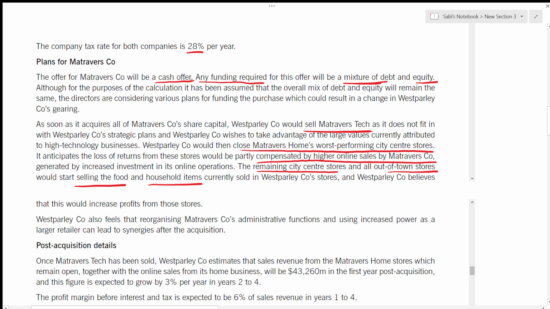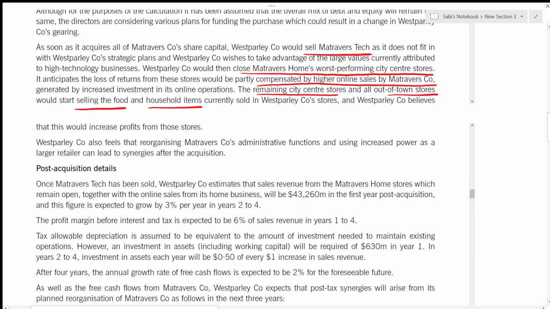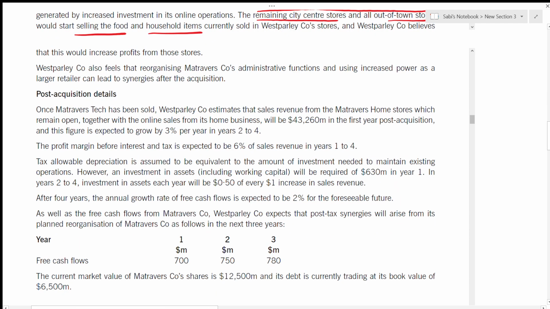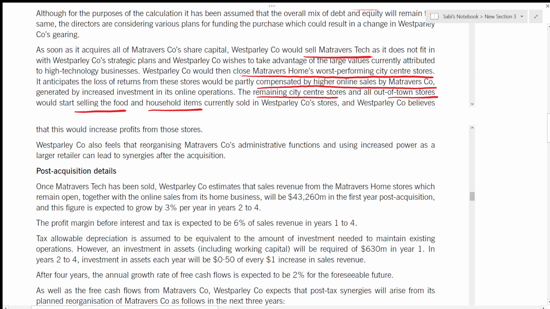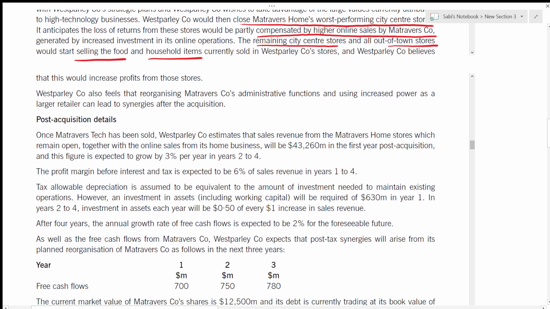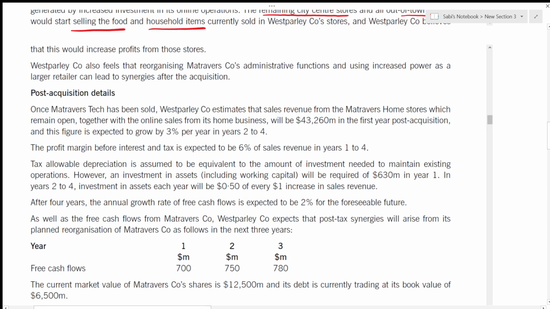Westphal also feels that reorganizing Matt Raver's administrative functions, and using increased power as a large retailer, can lead to synergies after the acquisition. Now post-acquisition detail comes. You need this piece of information. Okay, this requirement which I've just read now, you need it for the last requirement. Right? But it's okay. It's no harm that I finished reading it. It's good in fact.